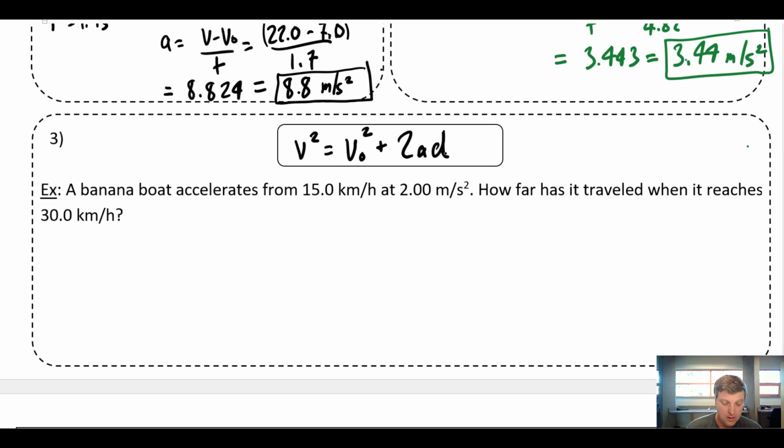All right. And let's read through this problem and see what we can find. Banana boat, whatever that is, accelerates at 15 kilometers an hour at 2 meters per second squared. How far has it traveled when it reaches 30 kilometers an hour? So those are the important bits of information.